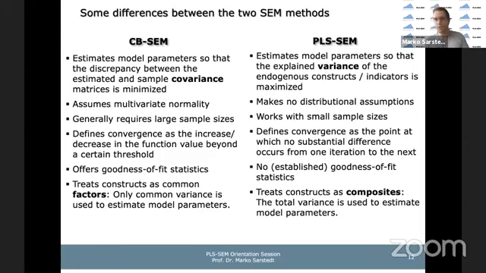Yeah, but too much detail on this one. This is now for the more advanced users. A fundamental difference is that covariance-based SEM treats the constructs as factors. So this basically implies that you only use the shared variance of the indicators to identify this model, whereas PLS-SEM treats these constructs as composites of indicators, so linear combinations of indicators. And so the total variance of these indicators is used to estimate the model parameters. So that's a fundamental difference.